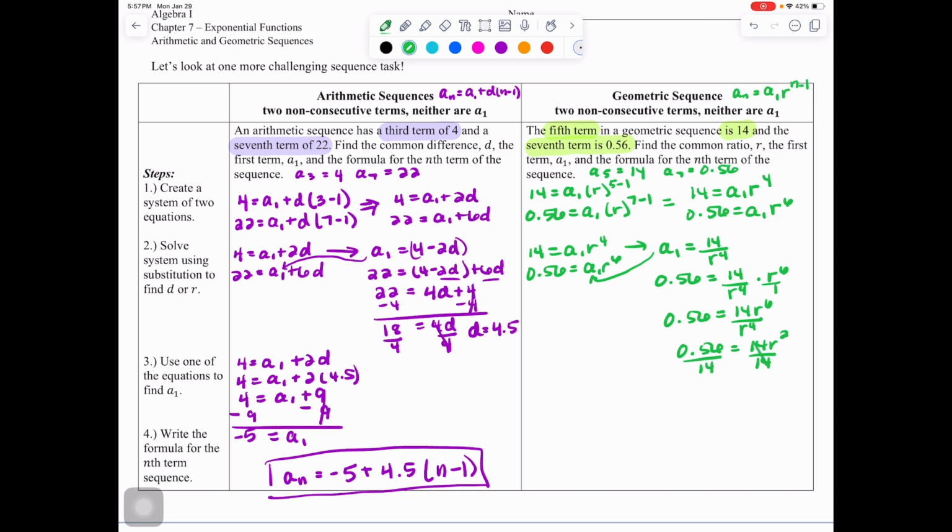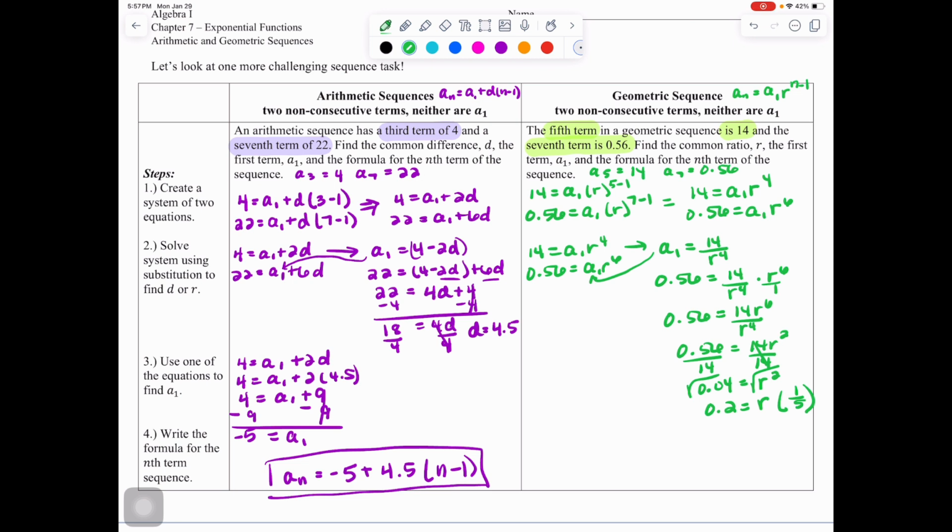When I do that, I end up with r squared equals 0.04. And then to get r alone, I would take the square root. So I find out that r is equal to 0.2, or I could write that as 1/5.